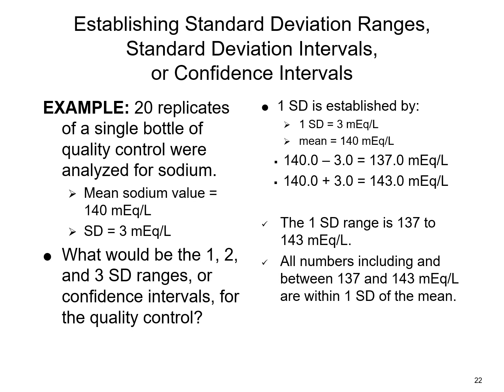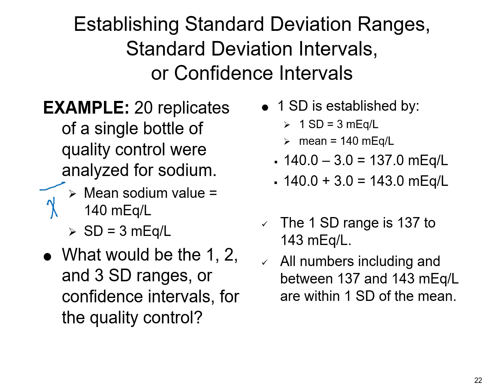However, let's say we analyze 20 replicates of a single bottle of QC material for sodium, and we determined that our mean is 140 and that our standard deviation is 3. So what we need to do is calculate our 1, 2, and 3 standard deviations, or our standard deviation ranges, confidence intervals, for that particular quality control material.